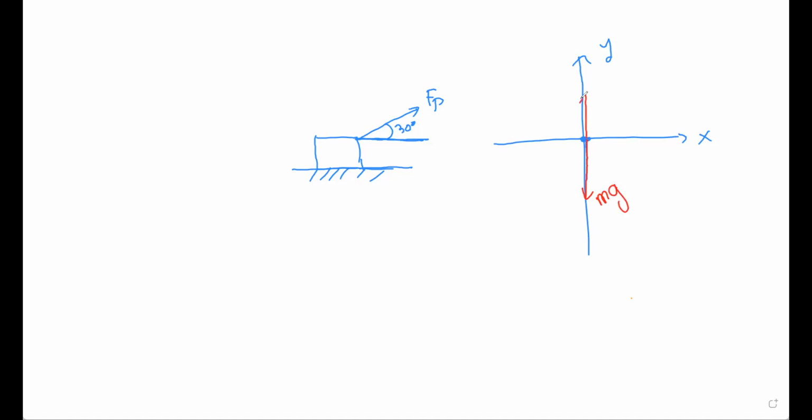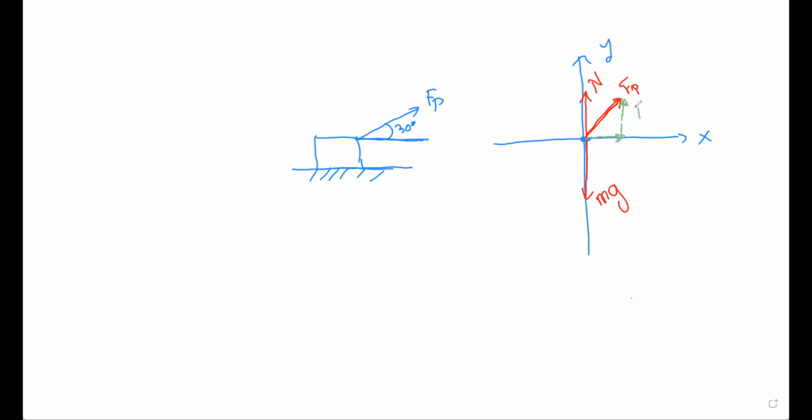We have normal force N, and then this one is Fp, right? Now, because Fp is neither along the x nor y axis, we have to break it into its components. How to break it? We already know how. We draw a perpendicular line from the tip of the vector to the horizontal axis, and then another one that connects to this perpendicular line.